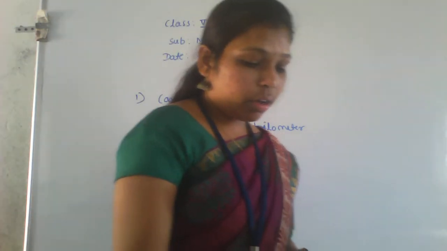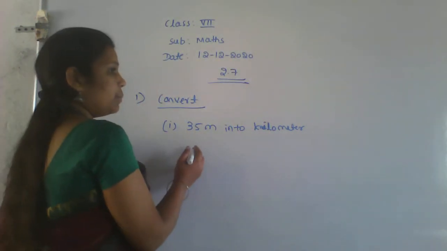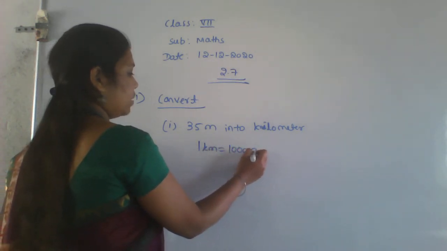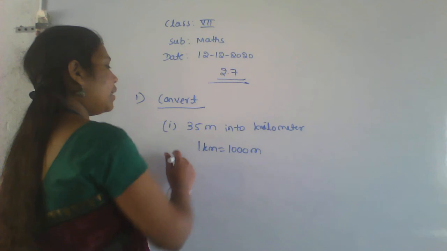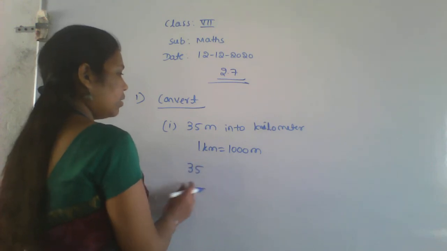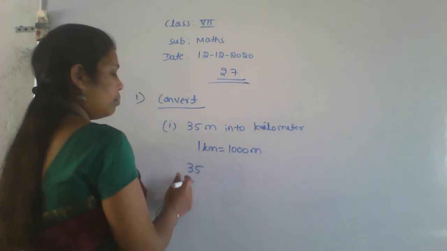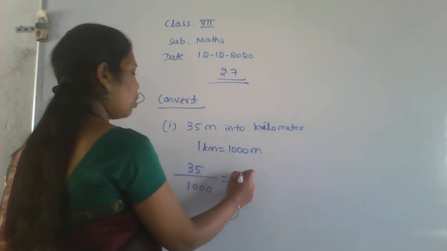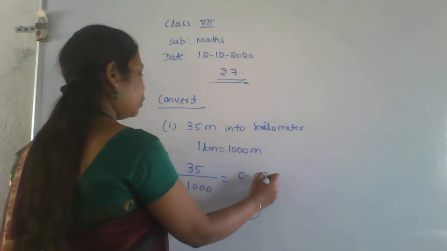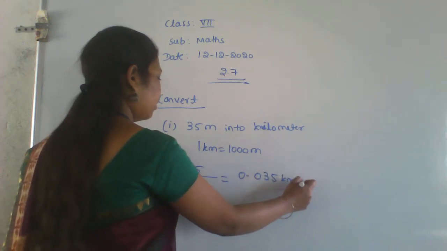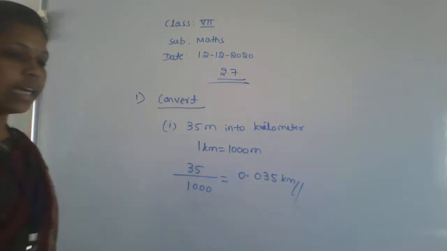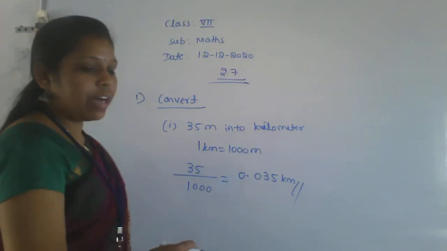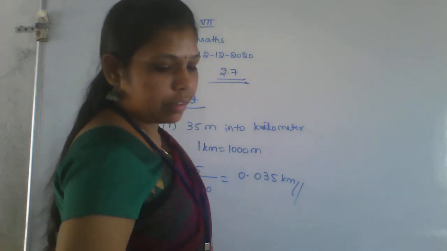So we know that 1 kilometer is equal to how many meters? 1000 meters. We know that, right? So divide here 35 meter divided by 1000. That is equal to how much? 0.035 kilometer. Like this you have to do the conversion. Next go for the next one. 25 kilometer into meters.